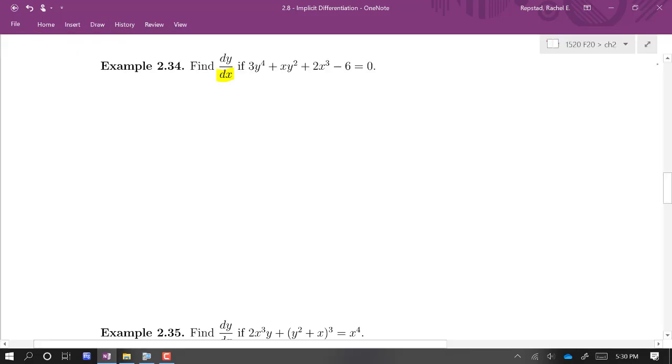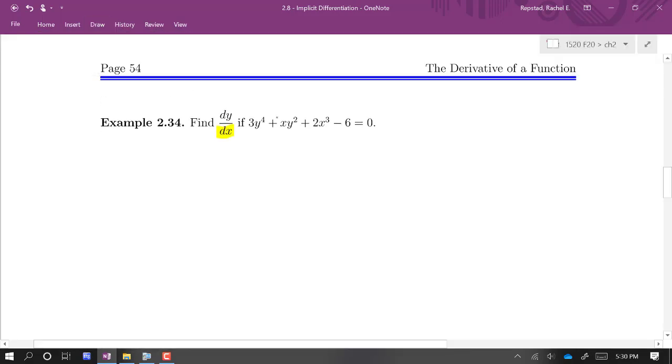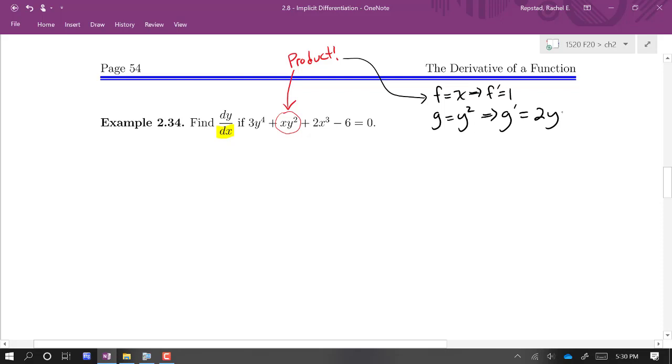Also, we should just be careful here and note right off the bat, this right here, that's a product. X times y squared. I've got 2 variables multiplied. That's a product rule. So before I start doing the differentiation, I'm going to do a little side work for this product rule. The first factor is f, so f is equal to x, and f prime is equal to 1. Our g factor is y squared. So g prime, that is 2y, but we're respecting x, 2y dy dx.